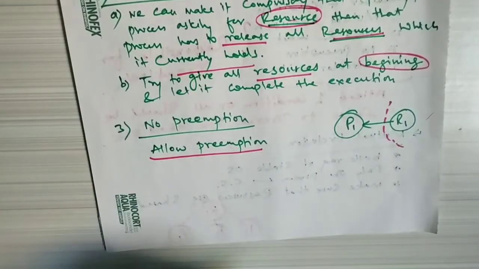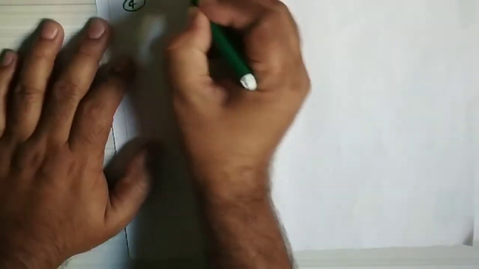Okay, now according to the last one, that is circular wait. Okay, now we'll see what this circular wait says. The last is circular wait. The fourth condition is circular wait.